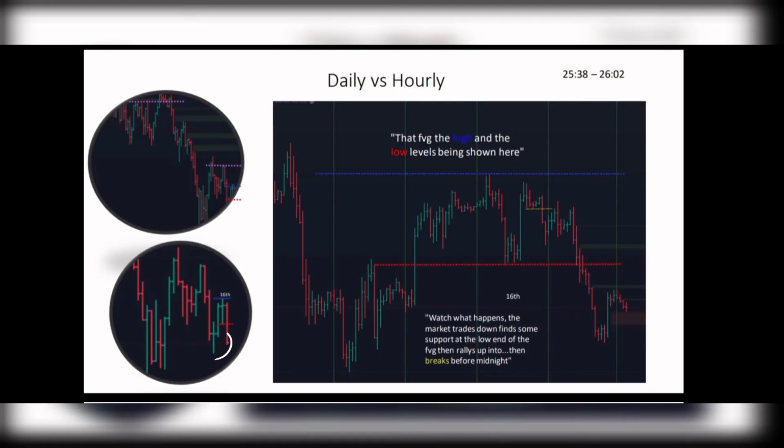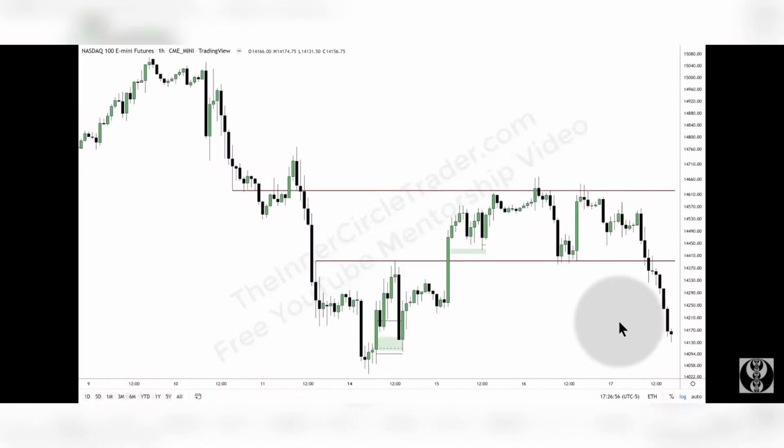From 25.38 to 26.02, we have a 3-candle swing low into sell side liquidity, but before that we had short-term highs traded into. And so when price worked the upper end of the fair value gap to the blue line, that supports our bearishness. All right, let's drop down to an hourly chart.